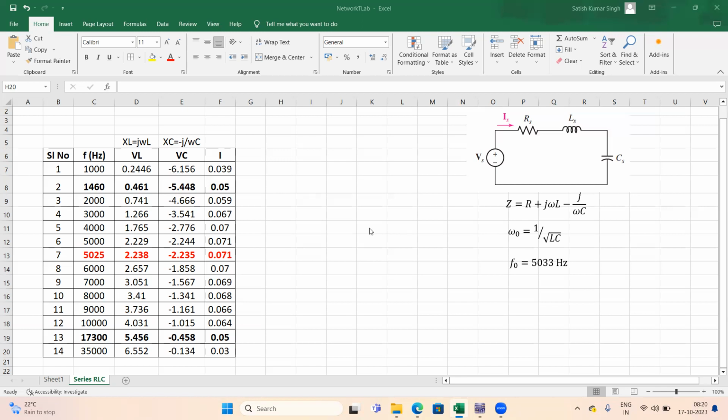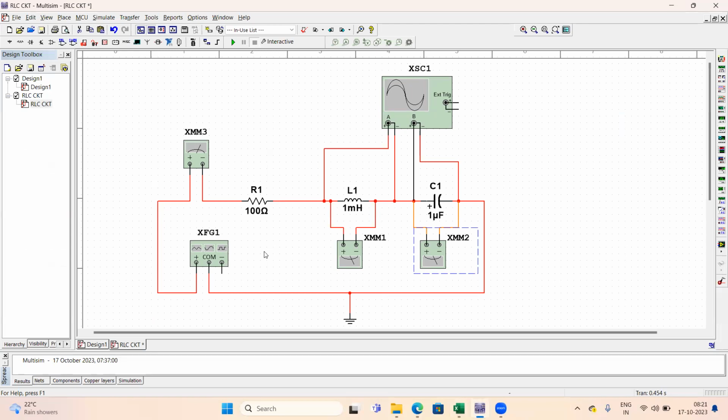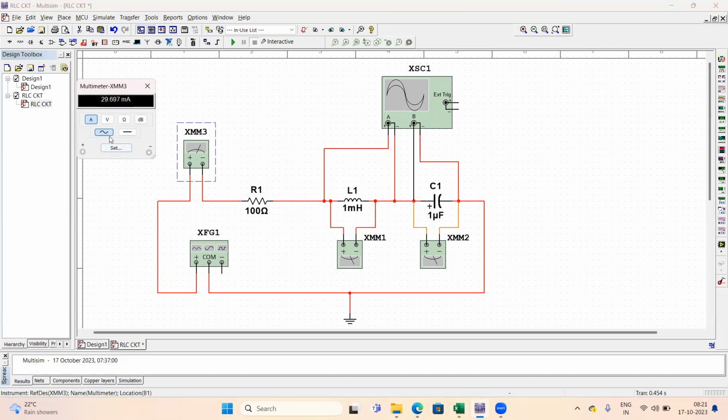Here you can see the experimental setup that I have implemented in MultiSim. This is our RLC network. I have taken the resistance value equal to 100 ohm, the inductance of 1 millihenry, and the capacitance equal to 1 microfarad. This is our multimeter, and you see this multimeter is measuring the AC current, because AC is selected right now.